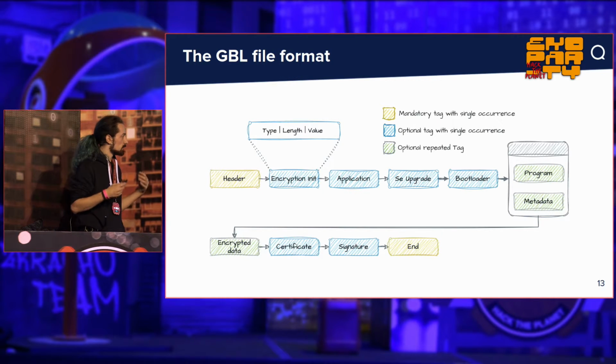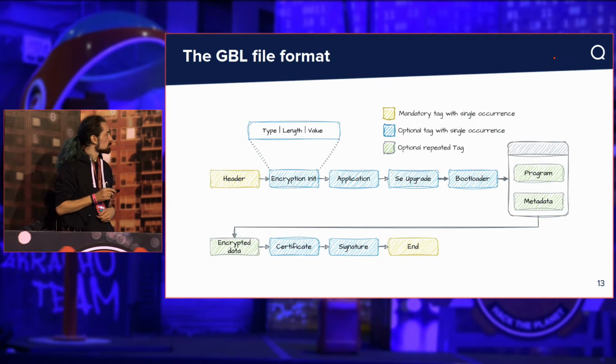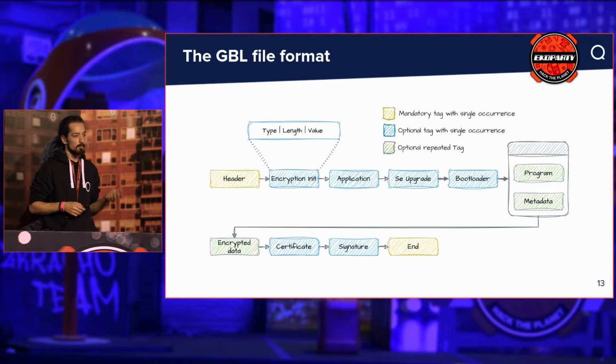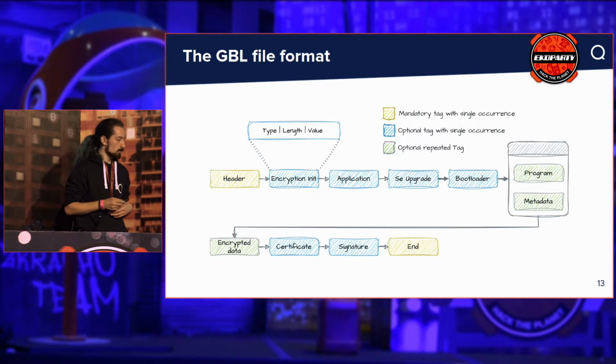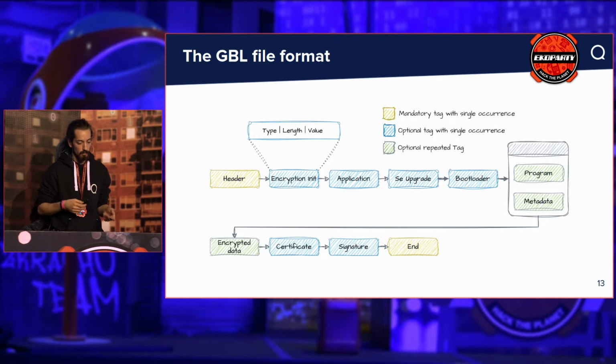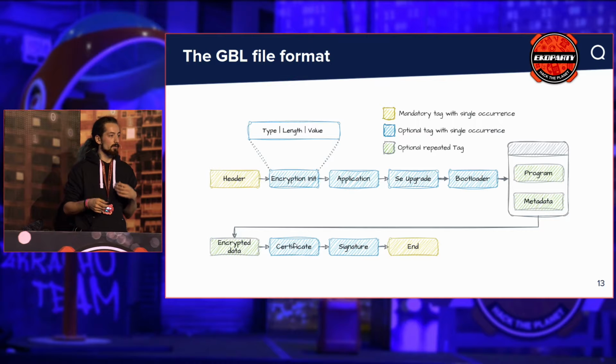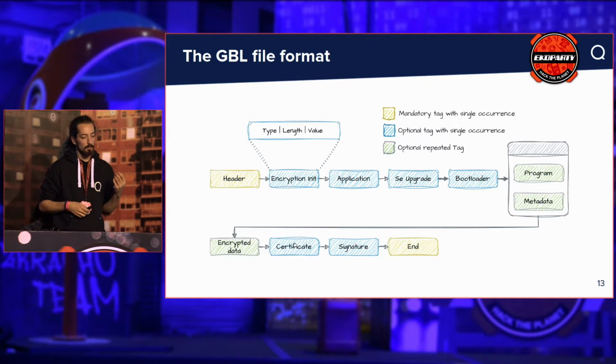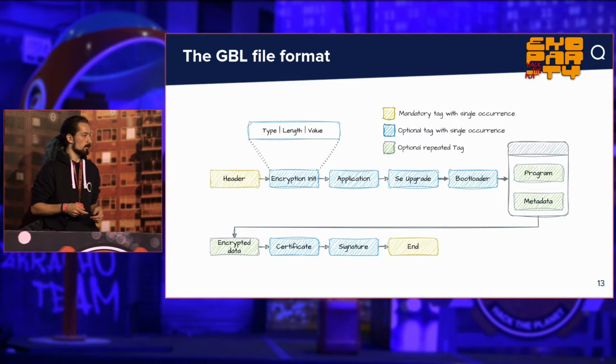They are optional, but if you want to use them, you must follow this order. For example, if you want to encrypt your file, you need to use the encryption init tag here, and then the rest of your file will be encrypted using AES. You can also add an application tag, a secure element tag, or a bootloader tag if you want. And then you need to provide the code of the firmware inside the program tag here.